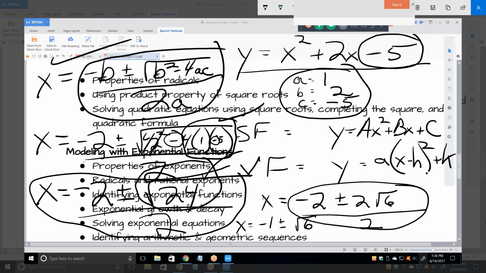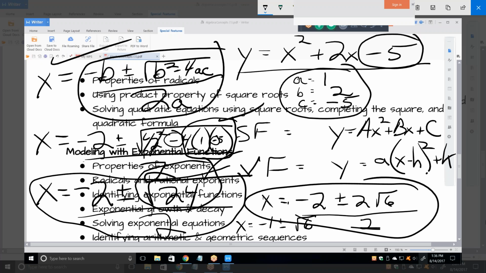So that's the answer. And hopefully now you can see why it's really important to simplify these things. Because I went from a relatively complicated answer to a much simpler answer. -1 plus or minus the square root of 6.